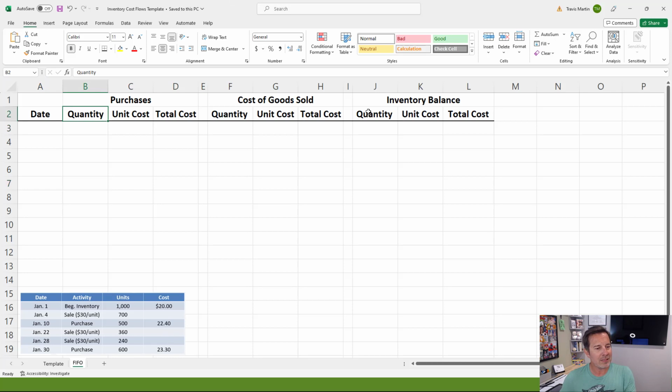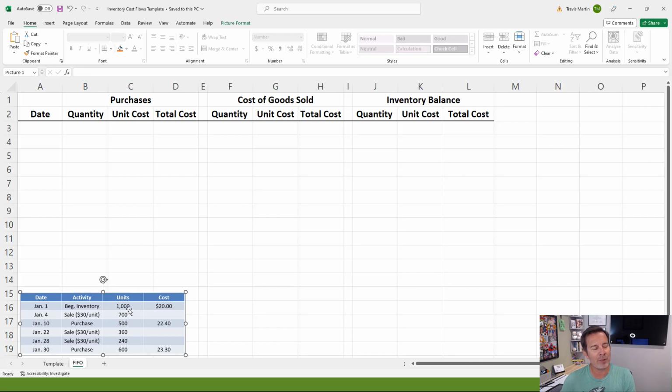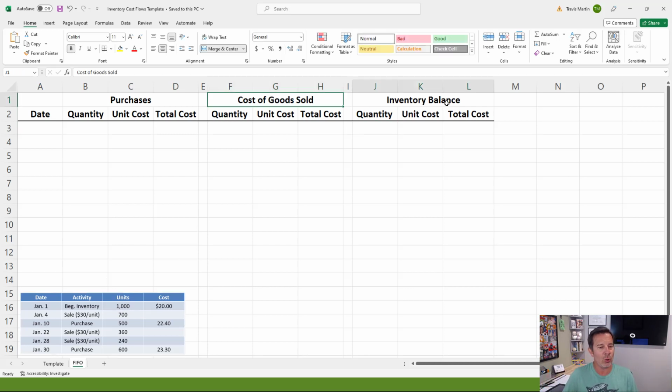And you can see the exact same thing we just looked at. The only difference is I went ahead and copied the problem information here. That way we'd be able to see it without clicking back and forth. So here we go. How do we use a little template to figure out FIFO, cost of goods sold, and the inventory? We're just going to go ahead and start with our beginning inventory.